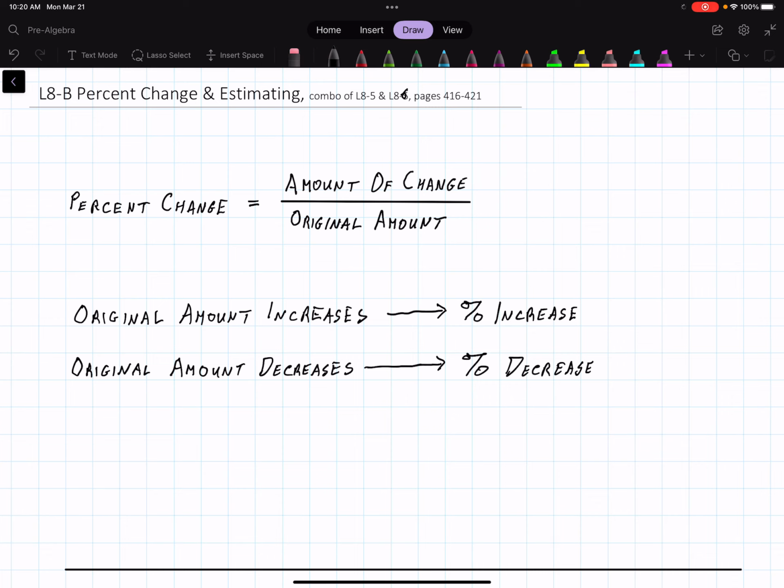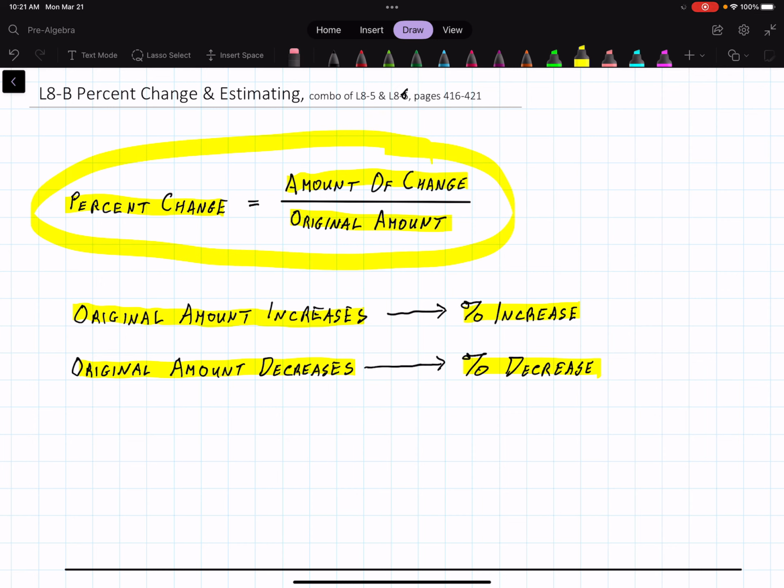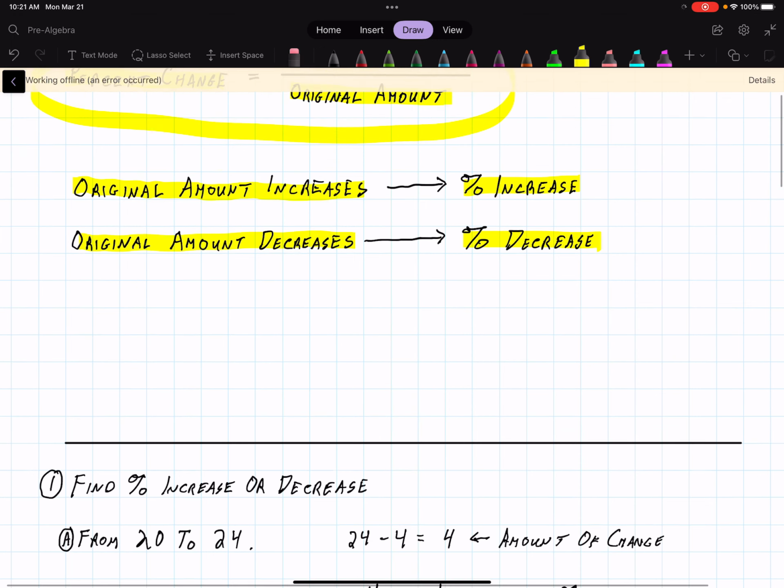Percent change. Well, percent change can follow a very simple formula. Take the amount of the change, something has happened, how big was the change, and then put that over the original amount, and that is called the percent change. So if that original amount got bigger, then you call it a percent increase. If the original amount went down, then it's a percent decrease. Pretty simple formula. Call it an increase if it goes up, and a decrease if it goes down.